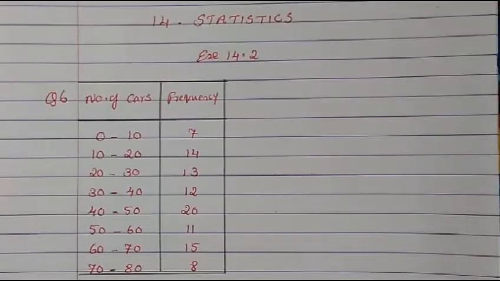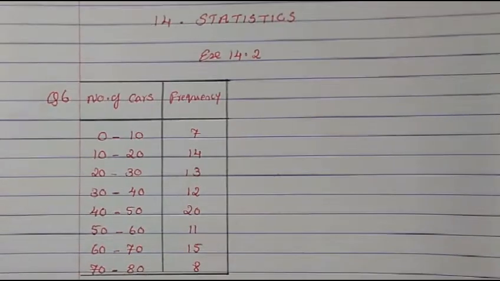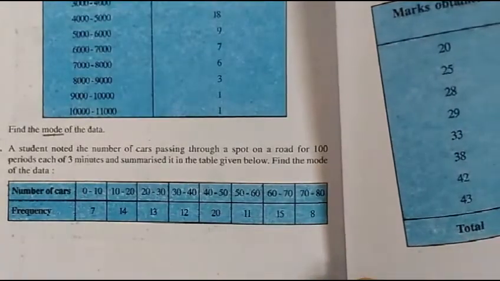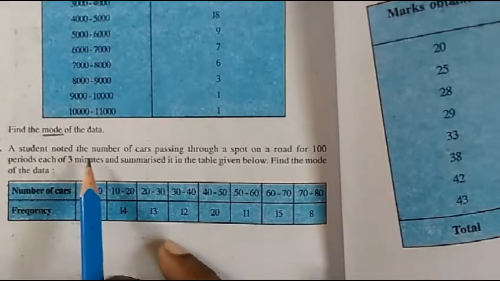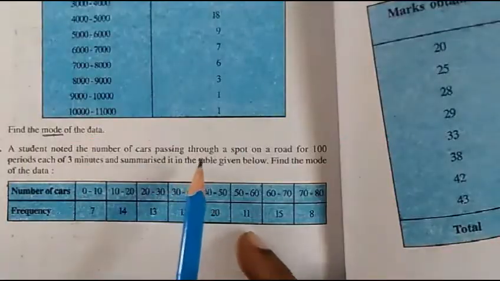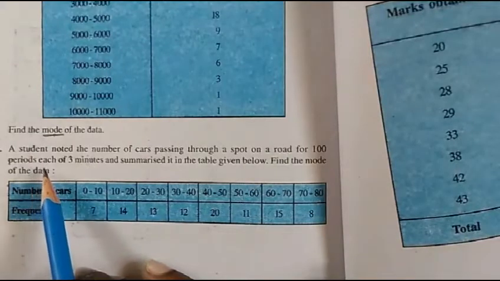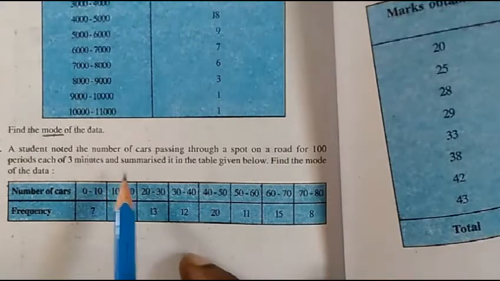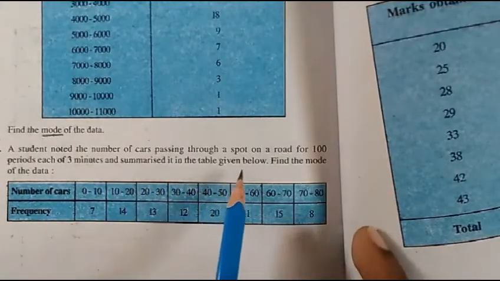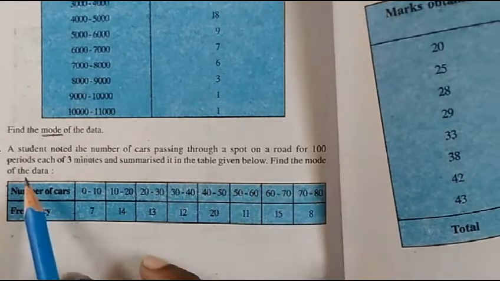We are going to study chapter 14 statistics, exercise 14.2, question 6. The question is: a student noted the number of cars passing through a spot on a road for 100 periods each of 3 minutes and summarized it in the table given below. Find the mode of the data.